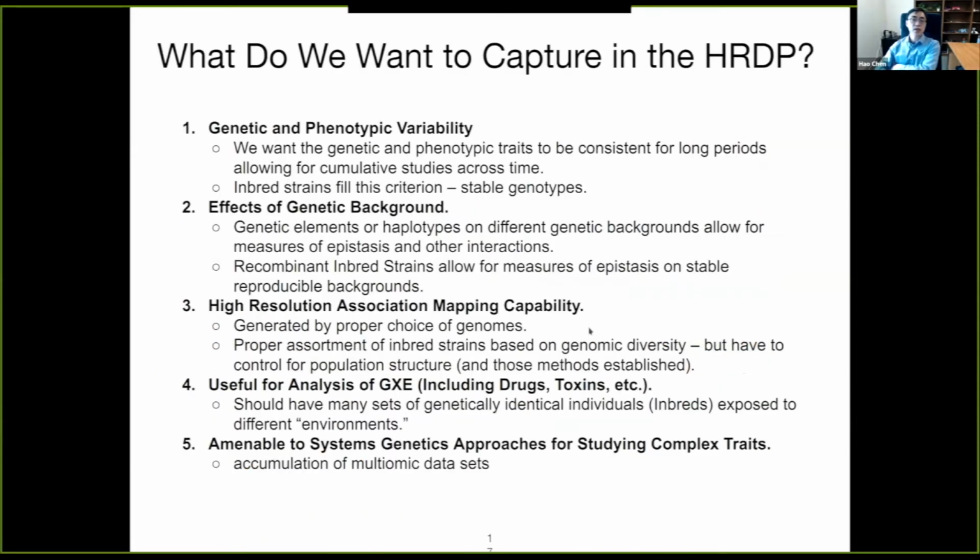So I think this is my last slide, and what we want to capture in the HRDP is a panel of rats that have genetic diversity and phenotypic diversity, and we want to use them over and over again so that we can accumulate many of the phenotypes, and we can pile on multi-omic studies. We want to be able to study the effect of genetic background, we want to be able to do high resolution genetic mapping, and we want to be able to do gene by environment interactions. I think that is where I'm going to stop.